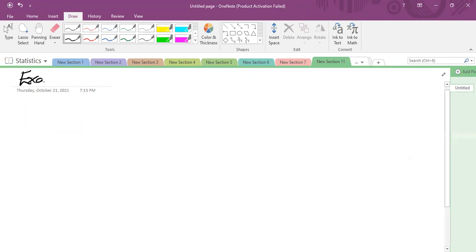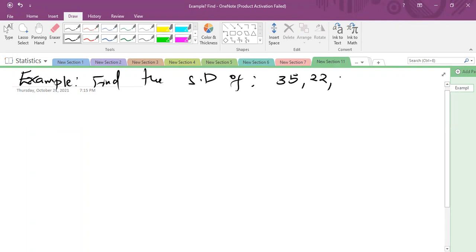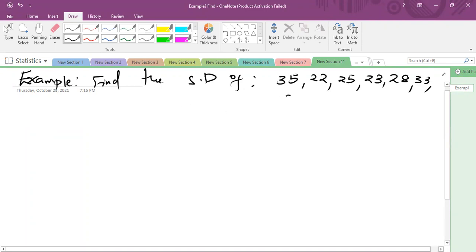So we can have this example. You can do this example at your own free time. Find the standard deviation of the data set: 35, 22, 25, 23, 28, 33, 30. If you evaluate it correctly, the answer should be 4.60. So do that and see if you're getting 4.60 as your answer.